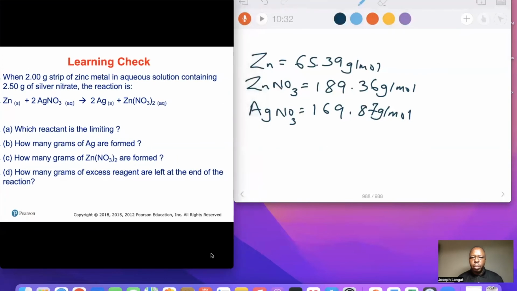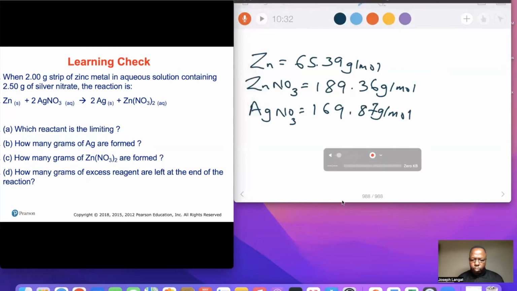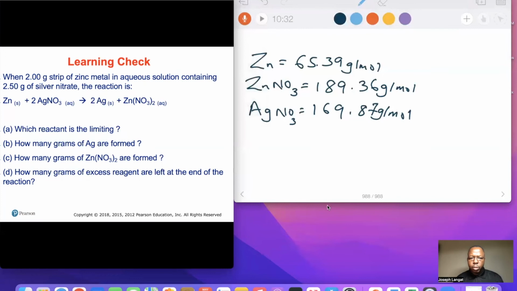All right. So that is the atomic mass. So we're gonna have that for zinc nitrate. And then silver is 107.87 grams per mole. So we need that.